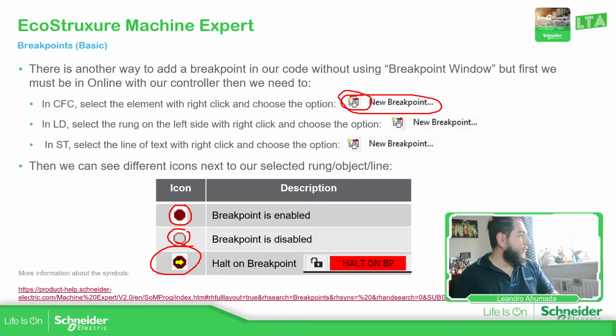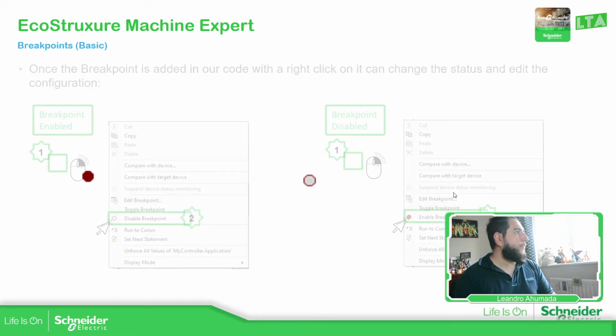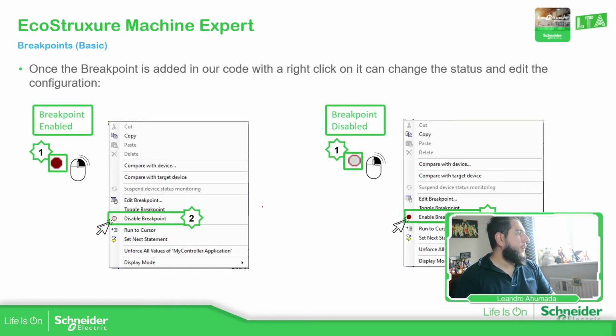There is a link for more information about the symbols, but if you go to the Machine Expert online help and search for breakpoints, you should be able to find all the lists, because this is just the basic part of the breakpoints. You can enable or disable if you right click on the mark. You should be able to find disable breakpoint or enable, or you also have the toggle.